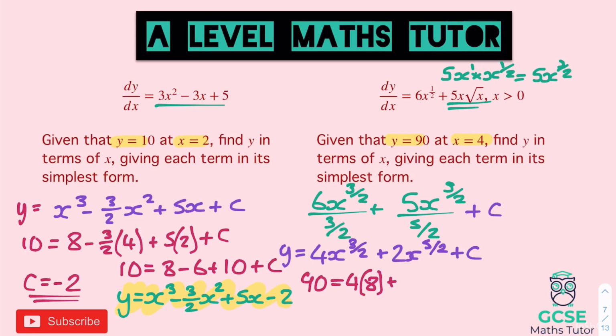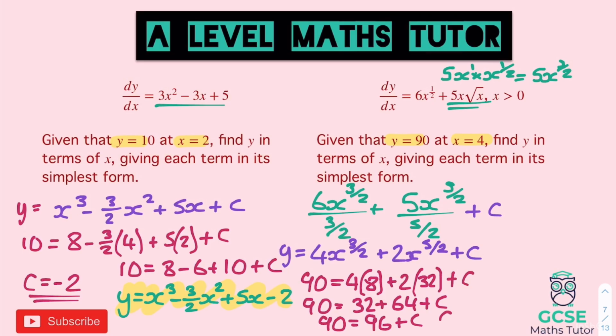Plus, we've got 2 lots of x to the power of 5 over 2, so square root it again is 2, to the power of 5 is 32, so 2 lots of 32, plus c. So simplifying this down, we get 90 equals 4 times 8 is 32, plus 2 lots of 32, which is 64, plus c. So we have 90 equals 96 plus c, so c has to equal -6.